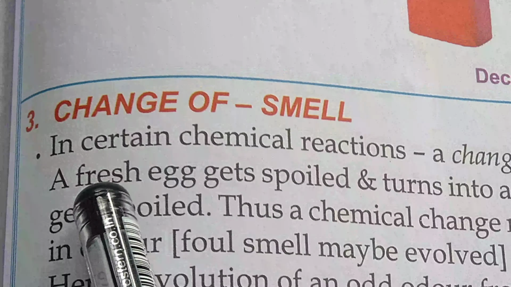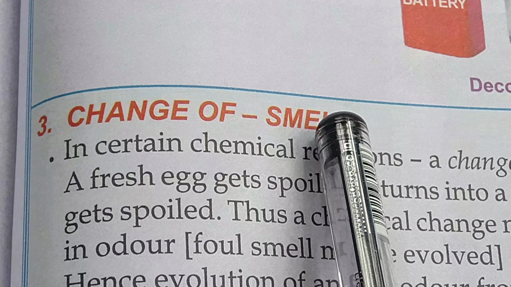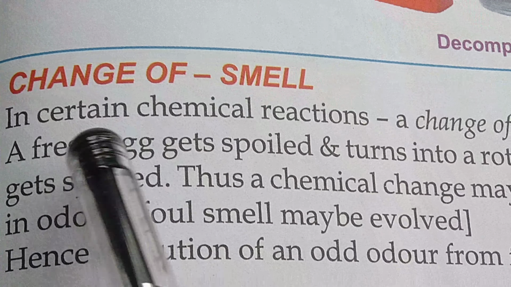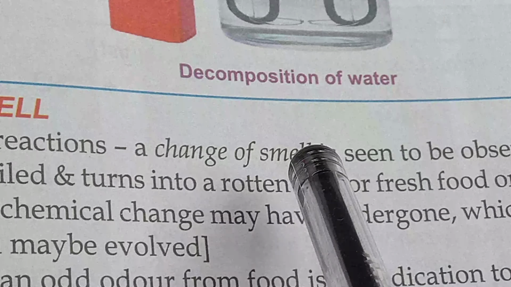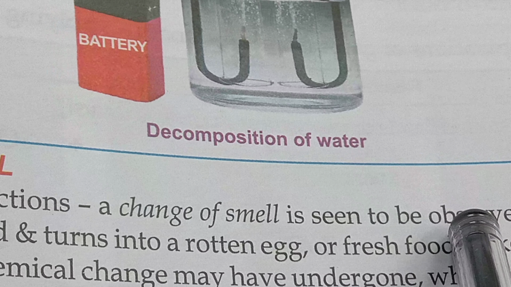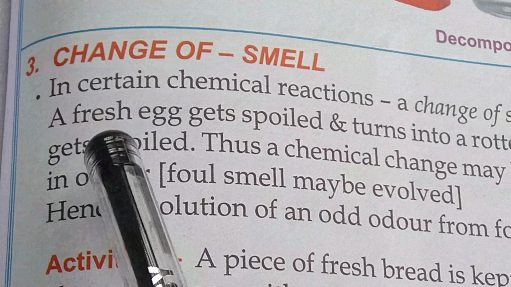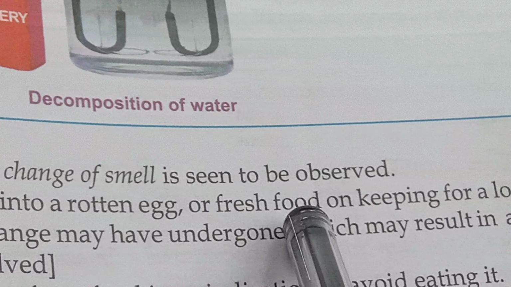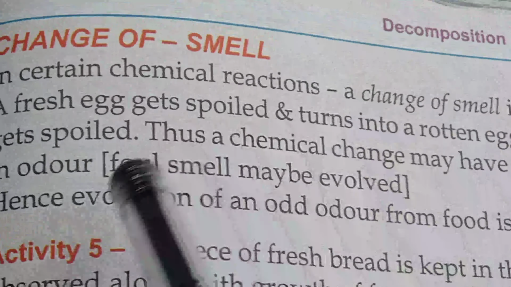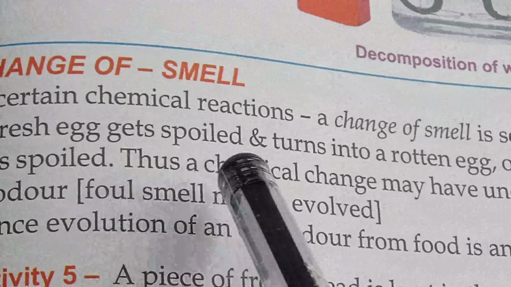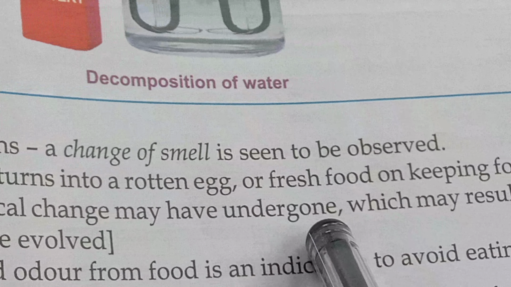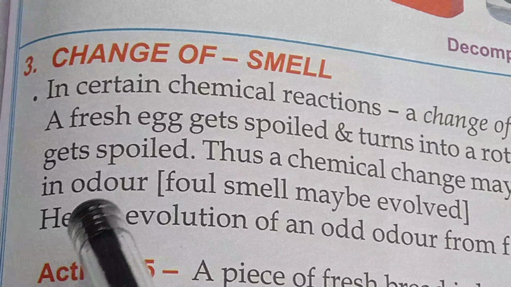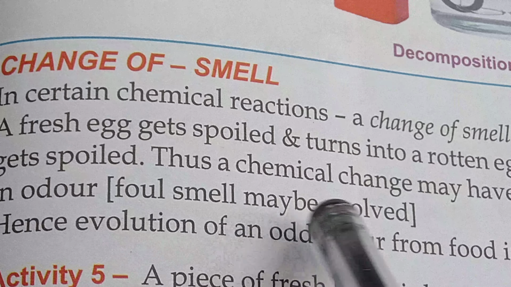Today I'm going to start from change of smell in case of chemical reaction. So look at your book. In certain chemical reactions, a change of smell is seen to be observed. A fresh egg gets spoiled and turns into a rotten egg, or fresh food kept for a long time gets spoiled. Thus, a chemical change may have taken place, which may result in a change in odor. Foul smell may be evolved.